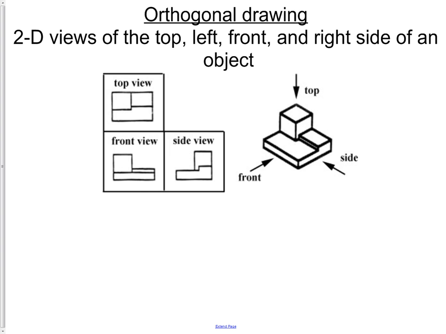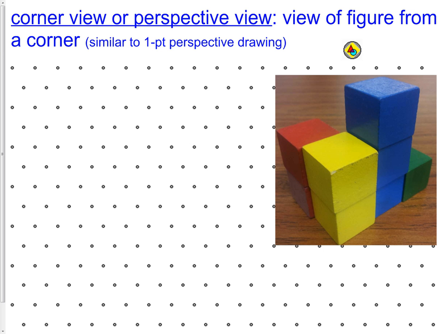Here we have a corner view, or a perspective view. A corner view or perspective view is the view of a figure from the corner. I have a picture on the right here of some cubes. We're going to try and draw the corner view of this stack of cubes. In order to draw these, you will have to have the right paper, so please make sure you come and get it from me when you need it for your homework. We're going to draw this stack of cubes on the paper I have in front of you.